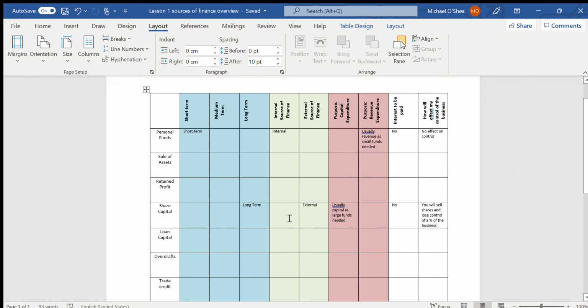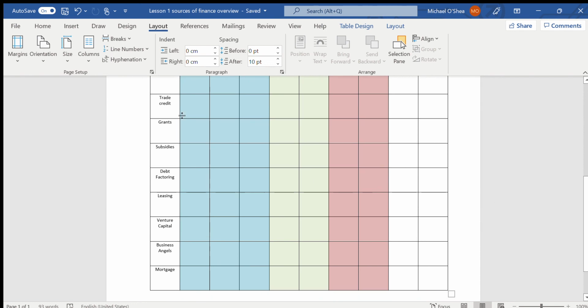I've done two. These three are really similar. These next two are really similar. There's also overdrafts, trade credit, so your supplier is paying at a later date. There's grants and subsidies, which are really similar. Debt factoring, which is selling your debt to somebody else. Leasing, which is a form of rent.